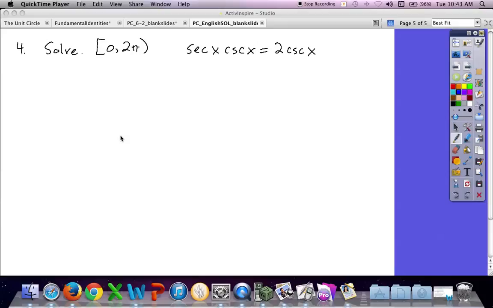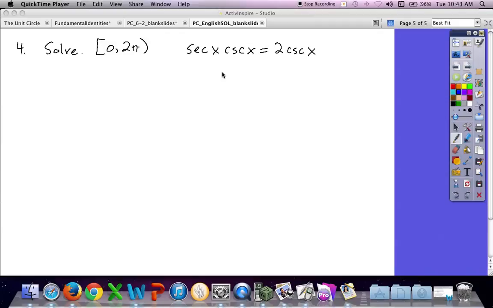Okay, solve, and this time it does say just between 0 and 2 pi. So we won't have any of that n pi stuff going on. Normally, when you see something like this, what I want you to think is, I need to get everything set equal to 0 and factor.